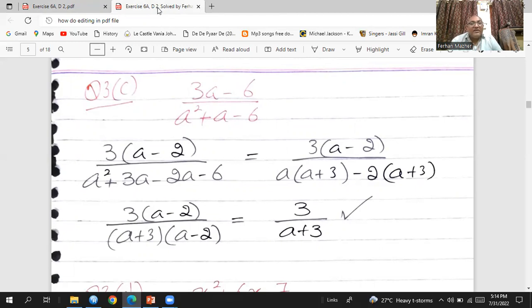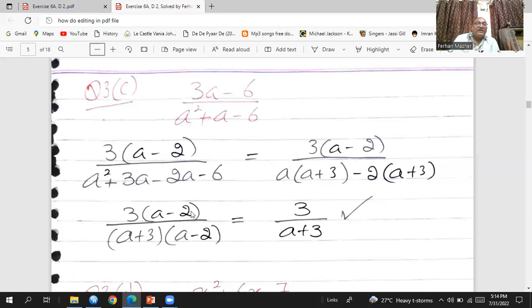So that pair can be 3 and 2, but you want plus 1. So with the larger number I will put the positive sign, and with the smaller number I will put the negative sign. So you can see here, I have done the midterm breaking. So it's a square plus 3a minus 2a minus 6. Now from the first 2 terms, I can take a common, and you are left with a plus 3 in the bracket. From the last 2 terms, I can take minus 2 common. So you are left with a plus 3 in the bracket.